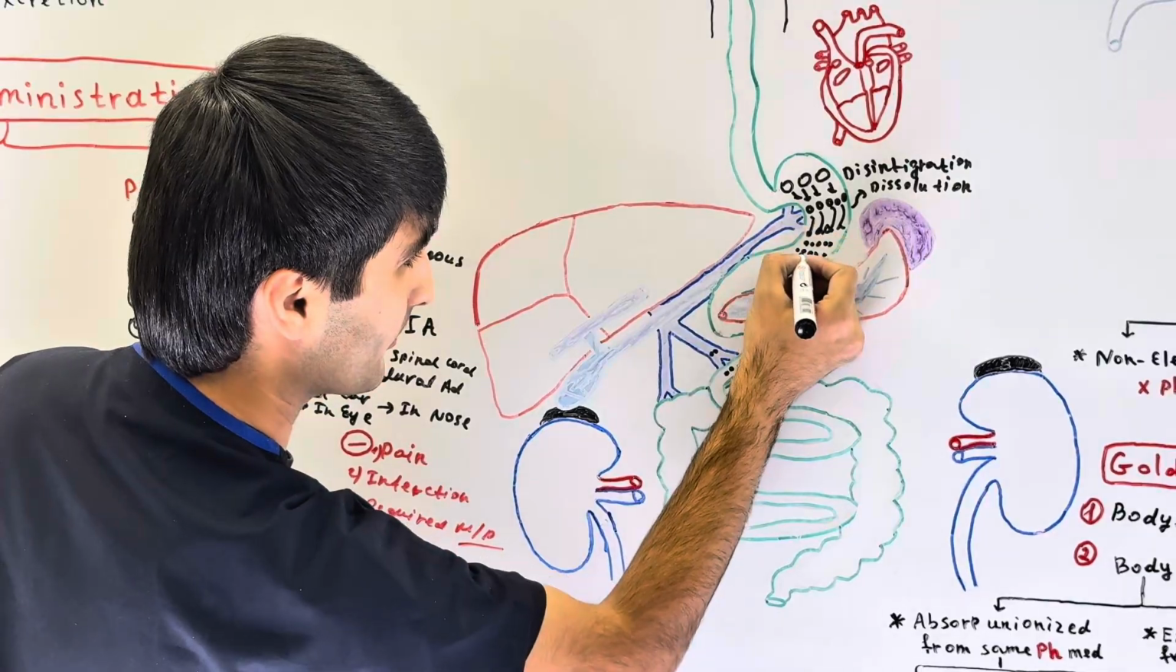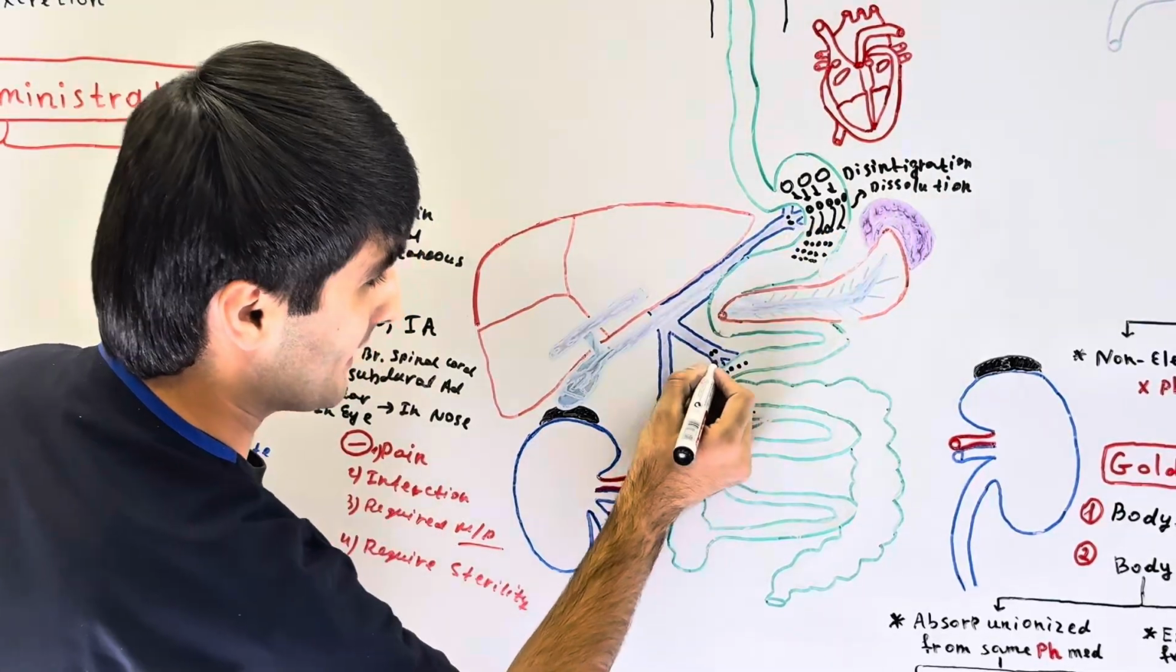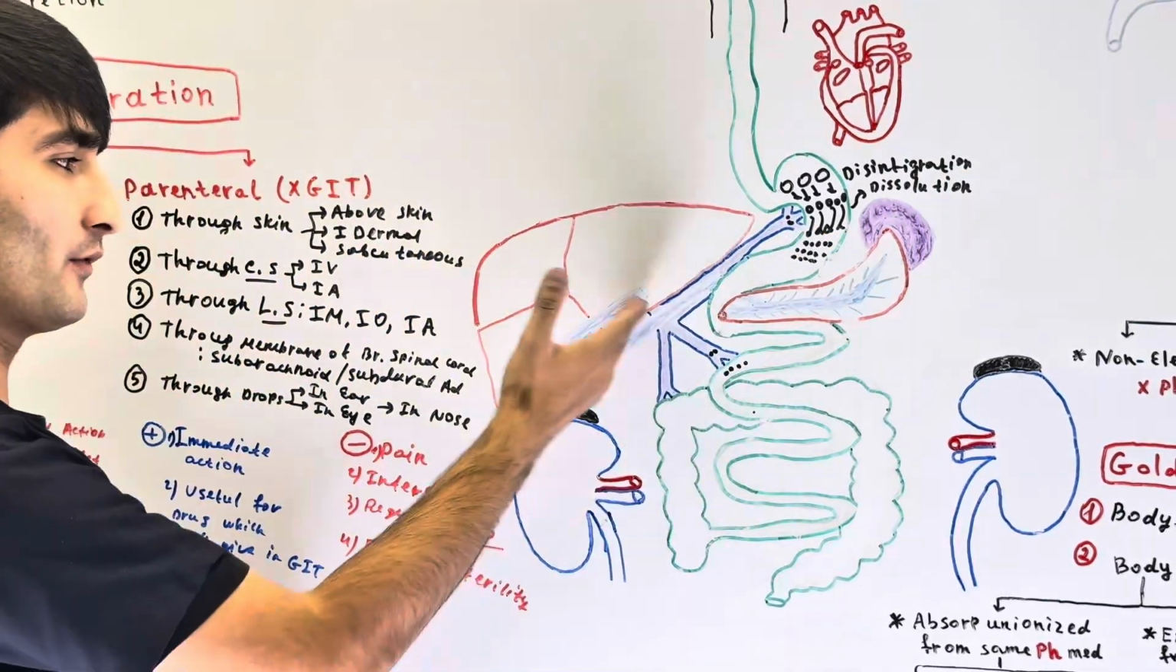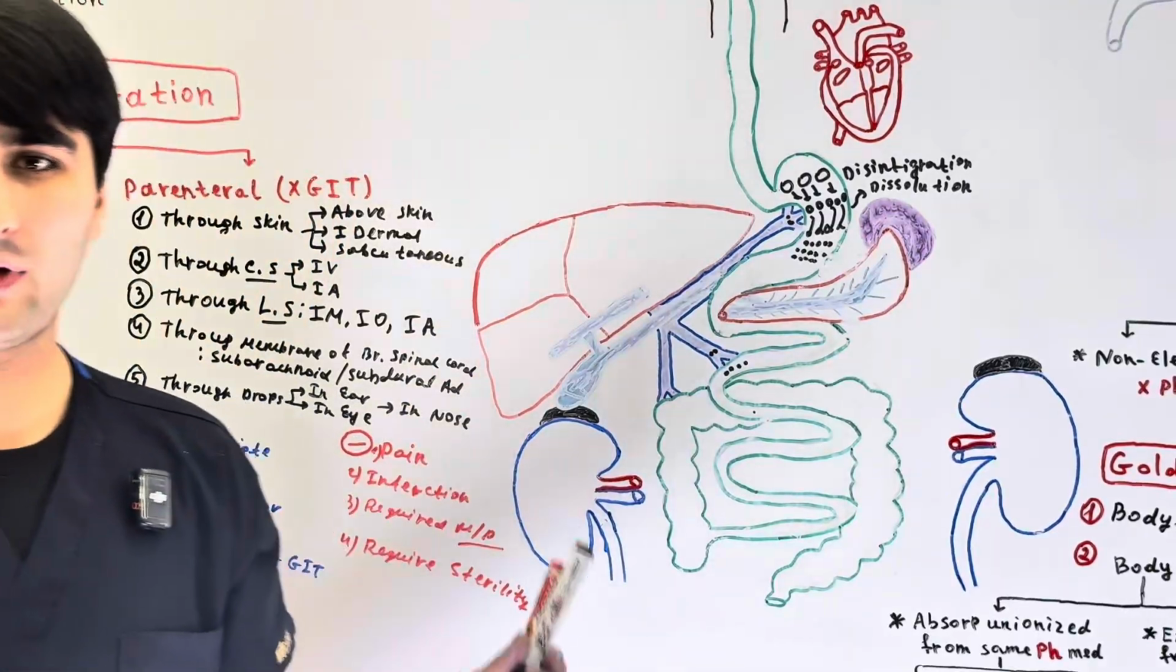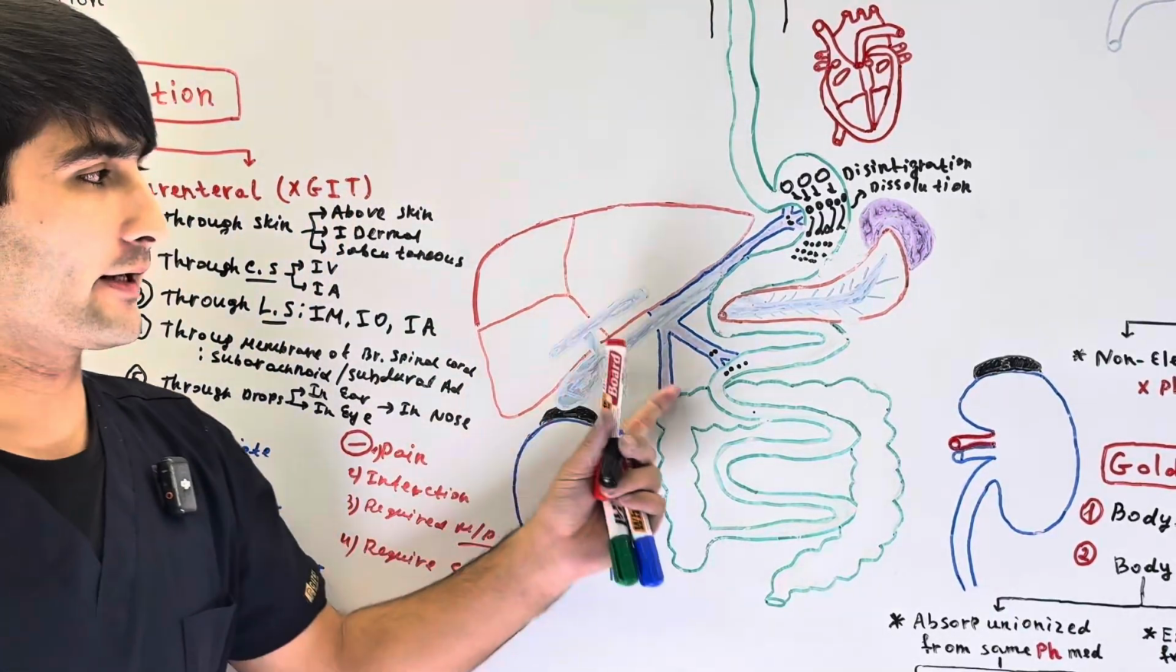Here we have the drug from the stomach, absorbed from the intestine here. So what is the name of this blood circulation? The name of this blood circulation is the portal circulation.